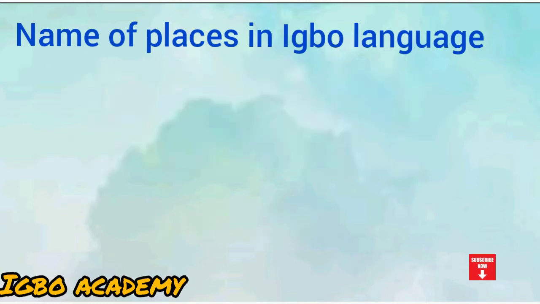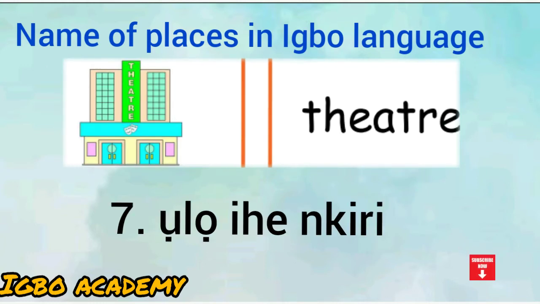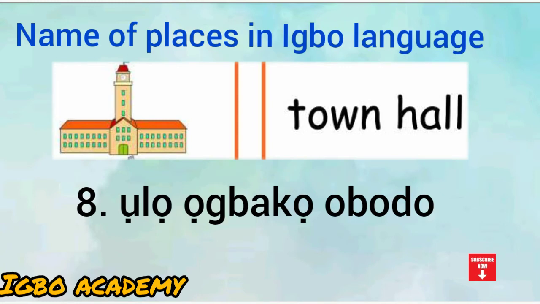Number seven, the theater is called ụlọ ihe nkiri. Number eight, the town hall is called ụlọ ọgbakọ obodo, or ụlọ nzukọ obodo.